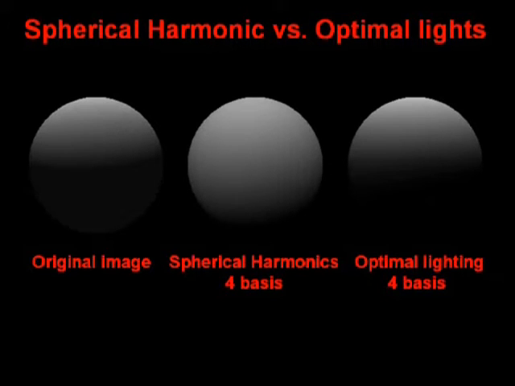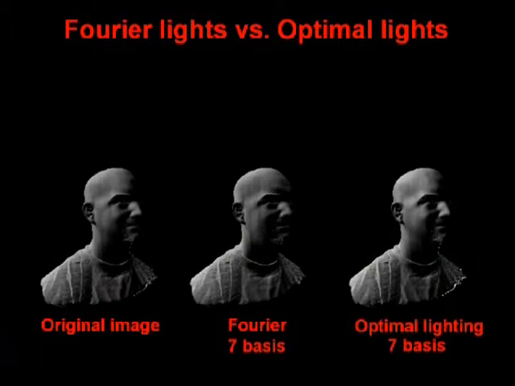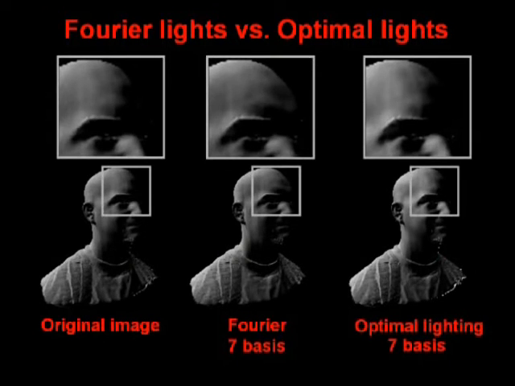For instance, in this image we compare the relighting results of a synthetic sphere using 4 terms of the spherical harmonic basis and 4 terms of the optimal lighting basis. The optimal light basis clearly performs much better. Similar results are obtained when comparing with the Fourier light basis. This other example corresponds to one frame of a sequence of a moving synthetic face. If we observe in detail the appearance of the forehead, we will appreciate how, in using the optimal lighting basis, the real shadows are better reconstructed.